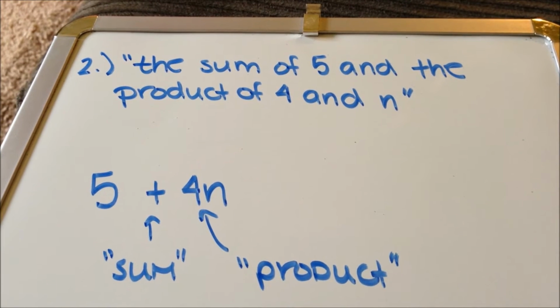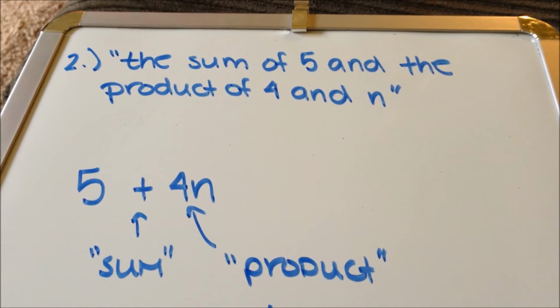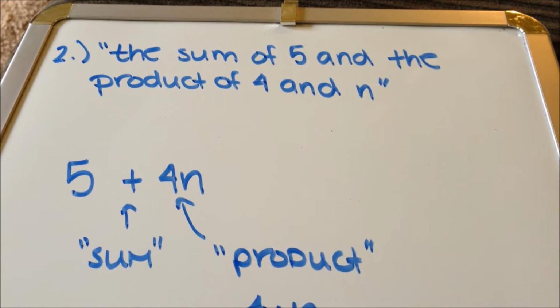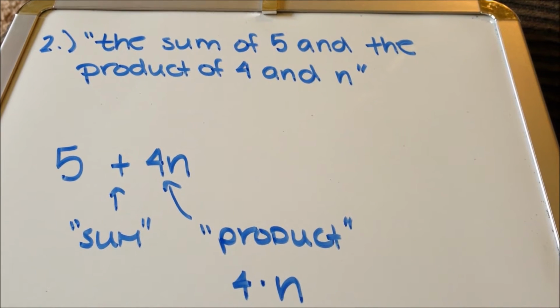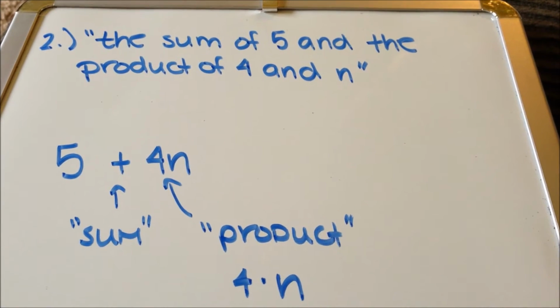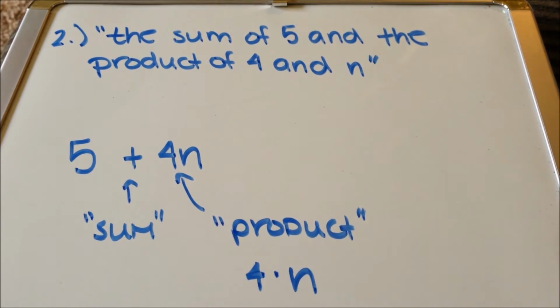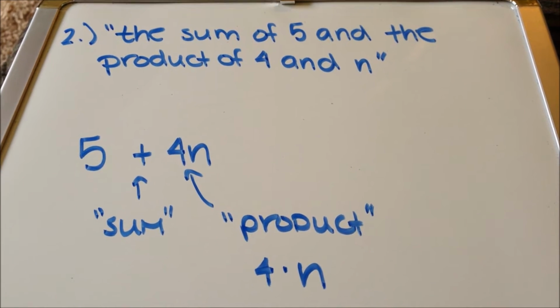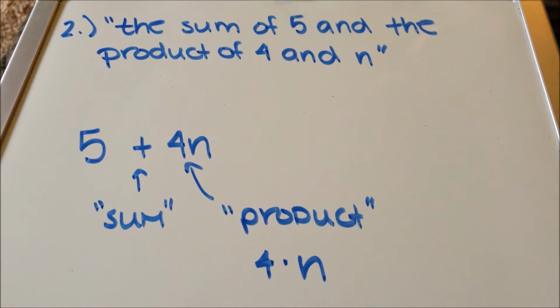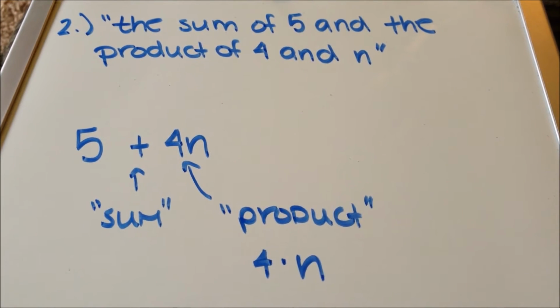Number 2, translate the expression the sum of 5 and the product of 4 and n. So it's really an addition problem because it's the sum of 5 and 4n. The product means to multiply 4 times n, which can be expressed as 4n. So our final answer is 5 plus 4n.